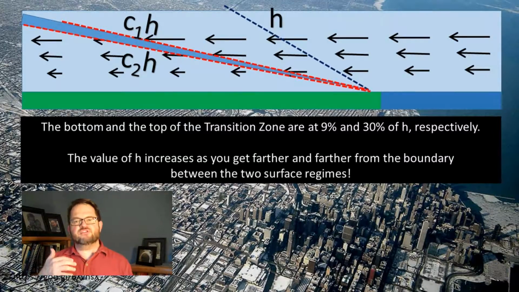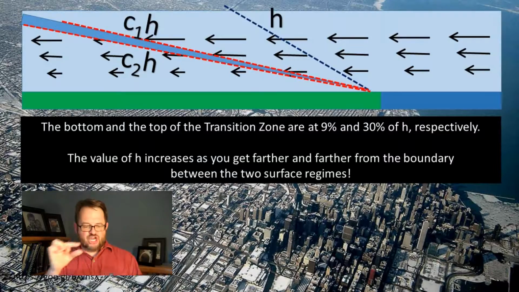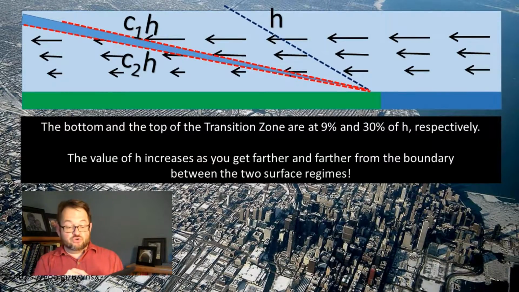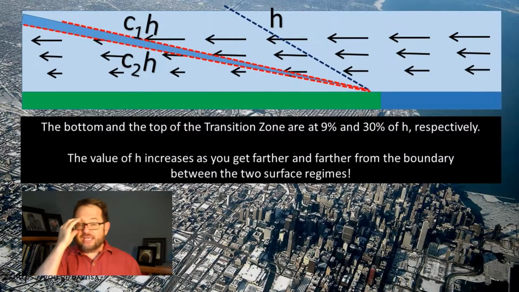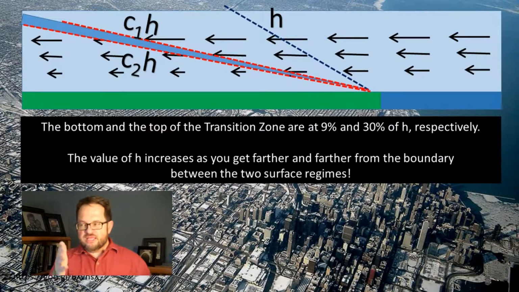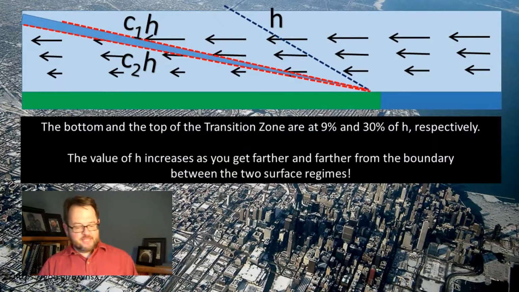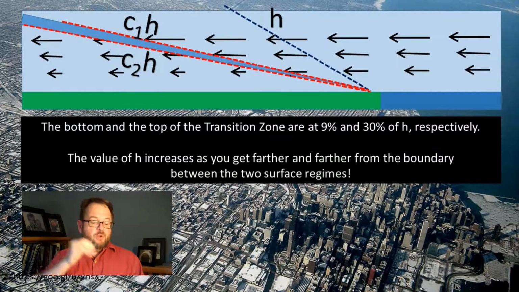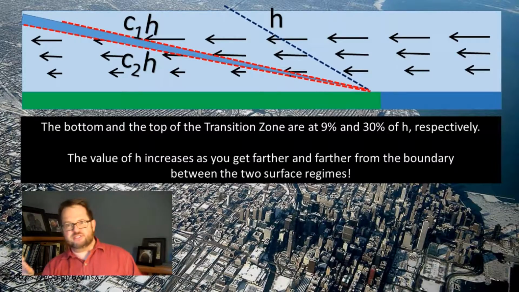The bottom and the top of the transition zone are at 9% of the height of the top of the internal boundary layer, and 30% of the height of the top of the internal boundary layer, respectively. So that transition zone is actually kind of wedge-shaped. The value of h, that internal boundary layer's height, starts at 0 at the coastline, and it increases with respect to height as you get away from the coastline, or the boundary between two different surface regimes. And so as we get farther and farther away from that coastline, h is getting higher and higher, which means at first, the bottom and the top of the transition zone are kind of pinched to 0.